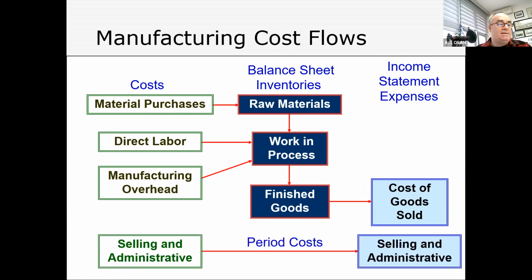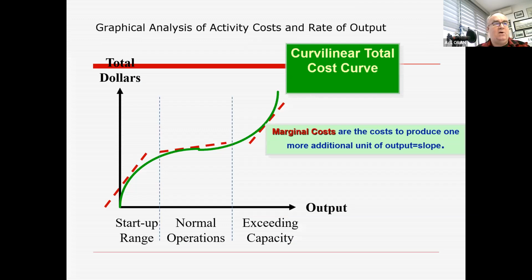Whereas selling and administrative costs, which are period costs, go directly into the income statement, and they become an expense of the year in which the money was spent. So that's how things move in accounting. Now, how do we approximate these? Well, we need a way to estimate the costs and how they change.